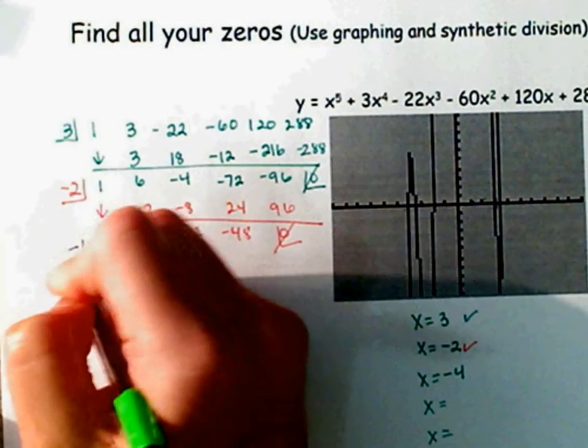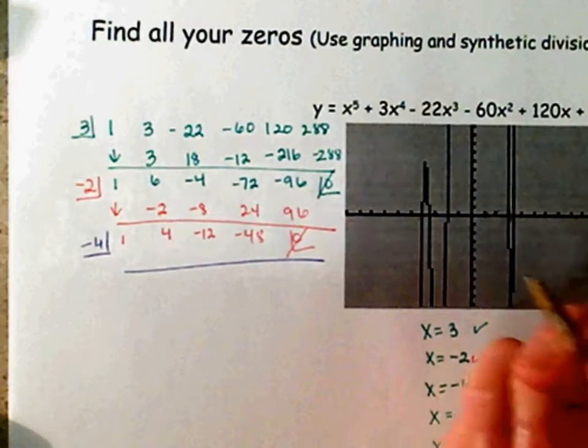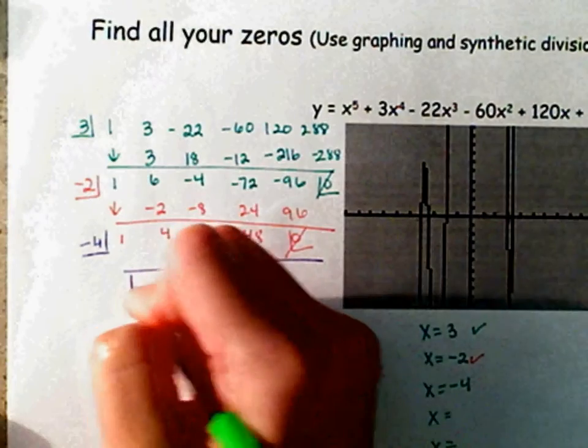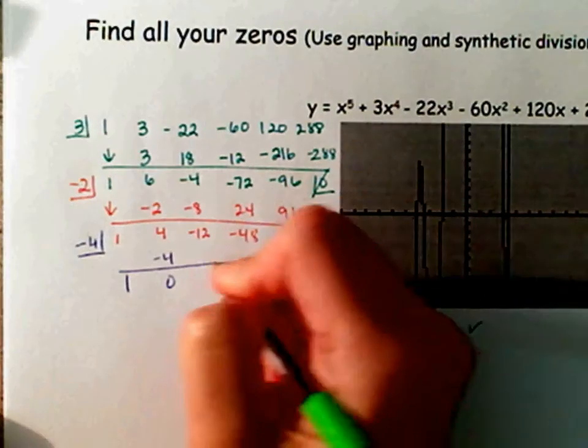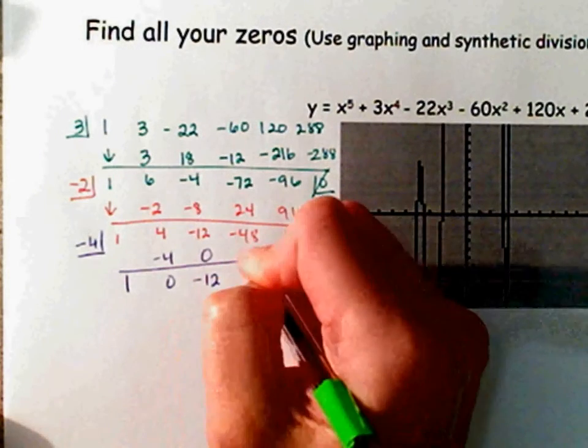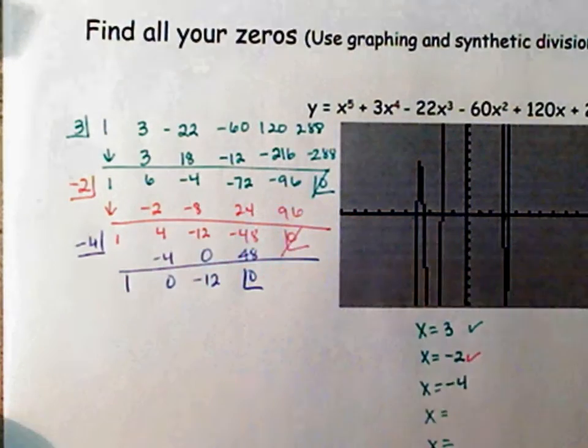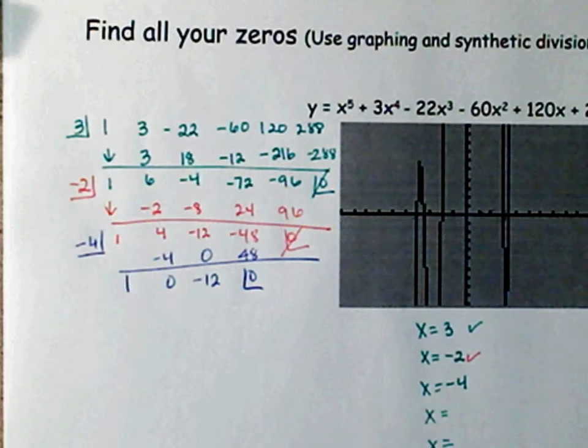Draw your line. So it's nice to do synthetic. 1 times negative 4 is negative 4, give you 0. 0 times negative 4 is 0, gives you negative 12, which gives you 48. See how all that worked? All right. Now let's see what we've got.